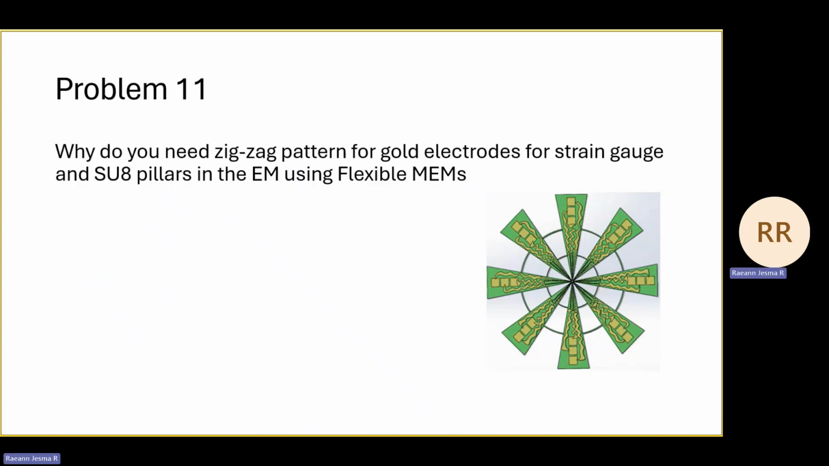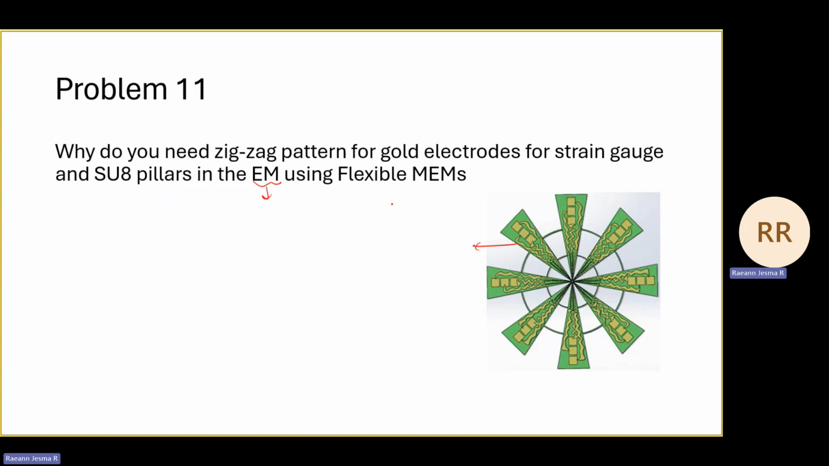Okay. So now let's move on to the next question. Problem 11. Why do you need zigzag pattern for gold electrodes for strain gauge and SU8 pillars in the EM using flexible MEMS? So EM is measurement of the electrical and mechanical property. Here you can see a picture of the flexible MEMS device that we have for measuring the electrical and mechanical property. So why do we need this kind of flexible structure?